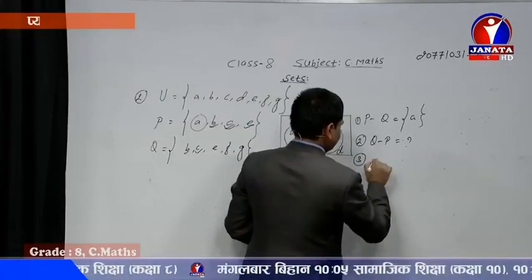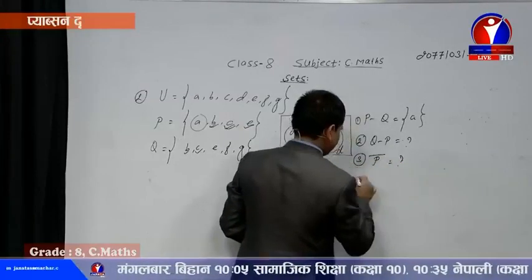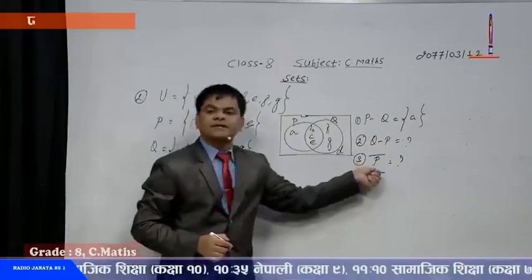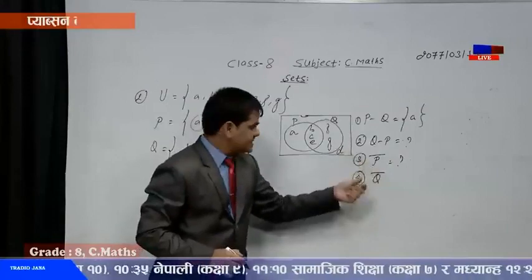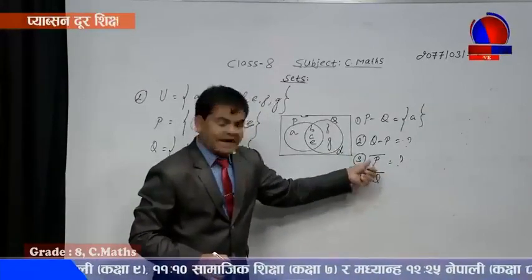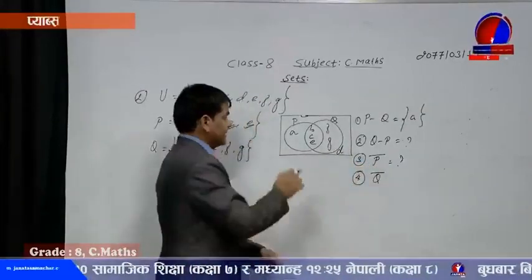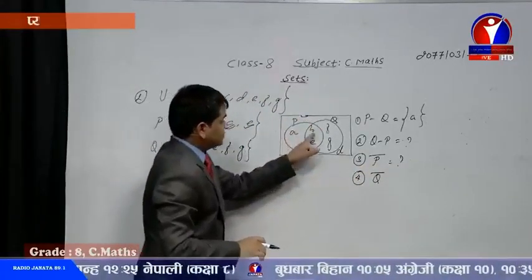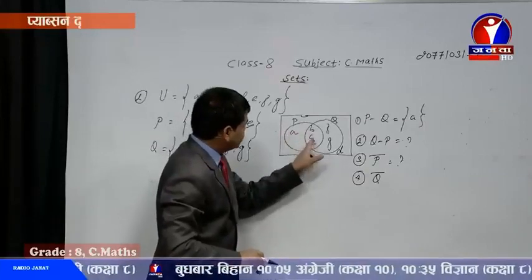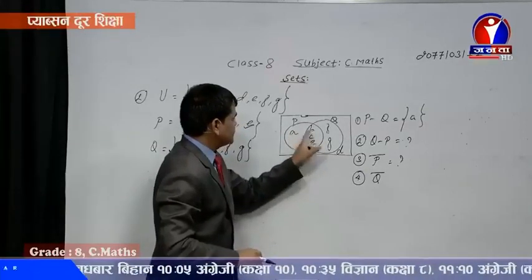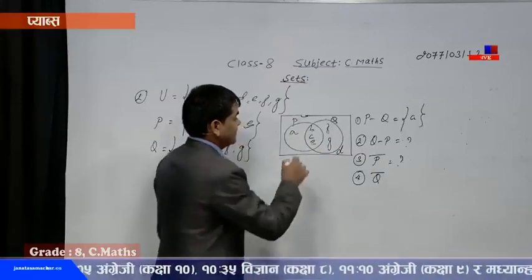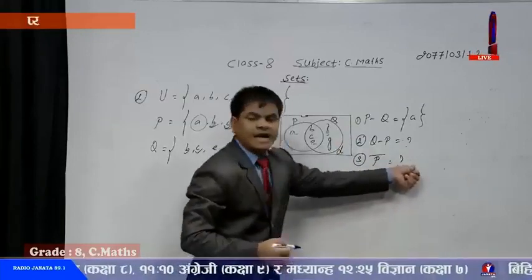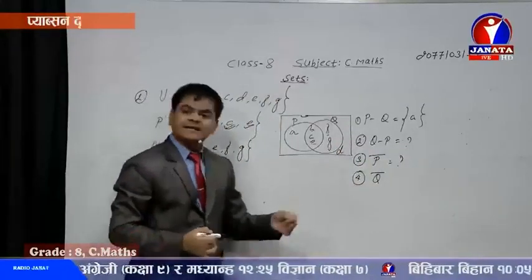Now another, P complement, dear students. Can you find out P complement? Number 4, Q complement. What do you mean by P complement, dear students? It means the elements which are not of P, except the elements of P, other elements. If you hide the circle P in this way, these elements will be hidden. Then except these 4 elements, A, B, C, E, other remaining elements. That means which elements will remain, dear students? F, G, and D. So you can write here the answer as F, G, and D.